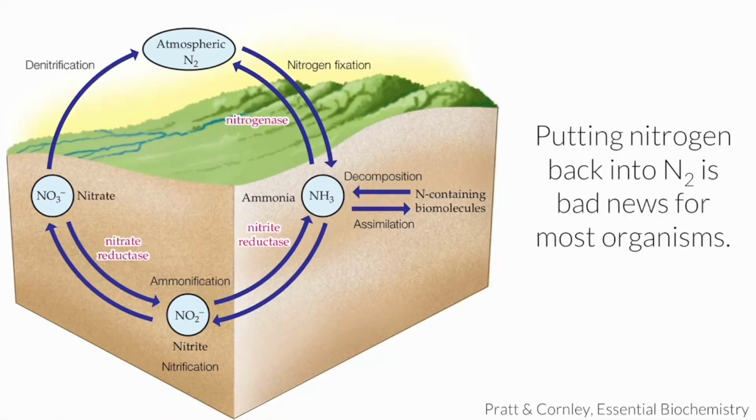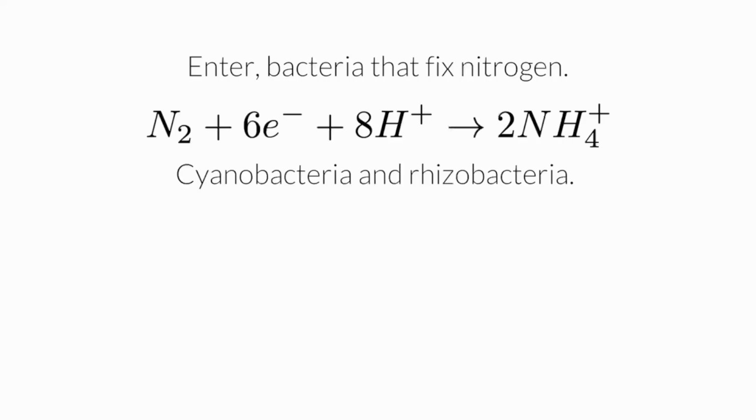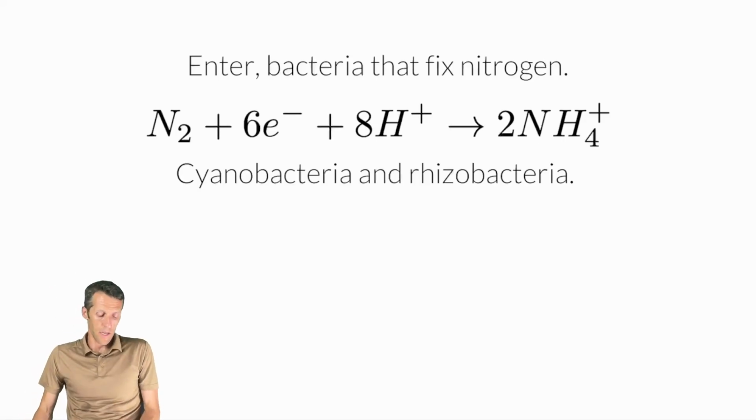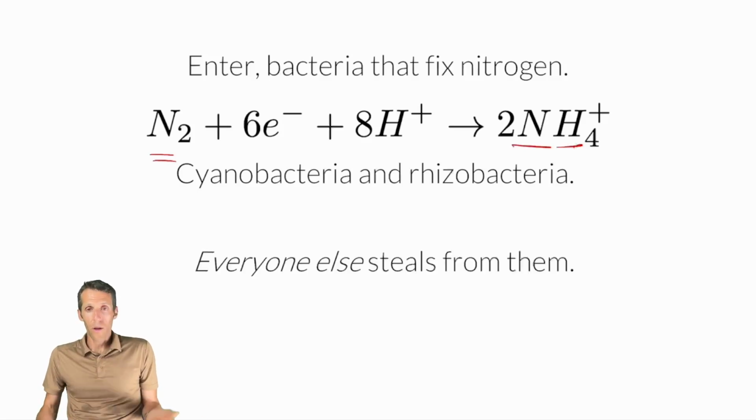So the problem, of course, is that putting nitrogen back into N2 is bad for most organisms, right? Once it ends up in this place here, we've got to figure out some way to break that N2 bond and bring it back into a state that we can use. And it turns out this is the problem, right? We've trapped nitrogen in this really stable form. But it turns out there are a couple of classes of bacteria that actually fix nitrogen. They do this chemistry here. They take an N2 and they make ammonia. And these bacteria are cyanobacteria and rhizobacteria. Everyone else just steals from them, right?